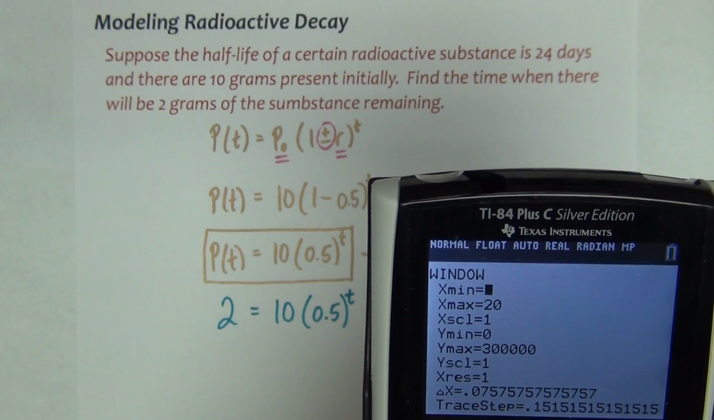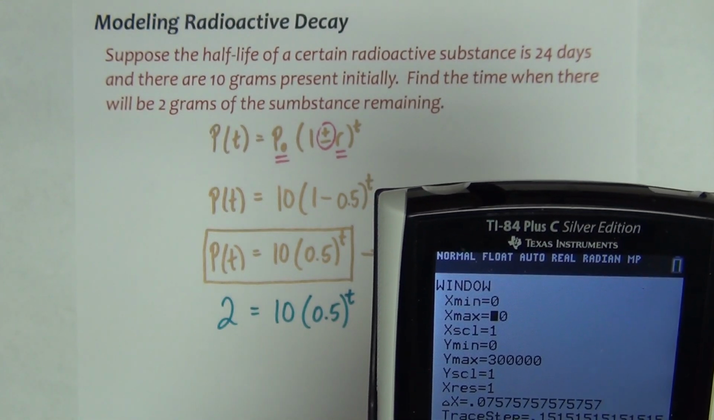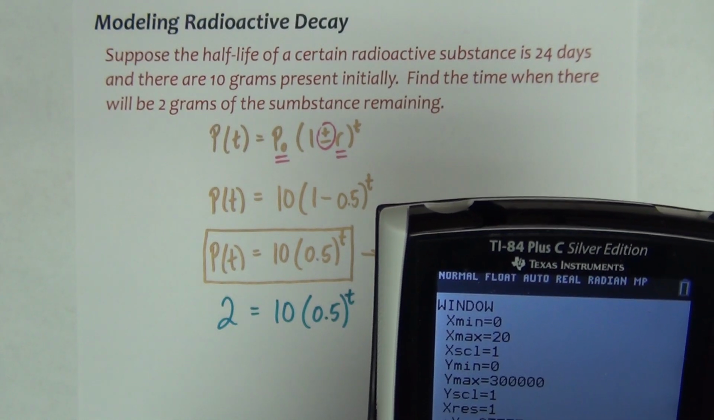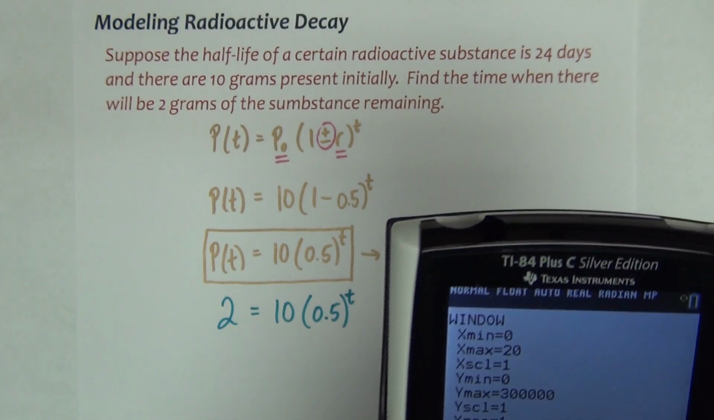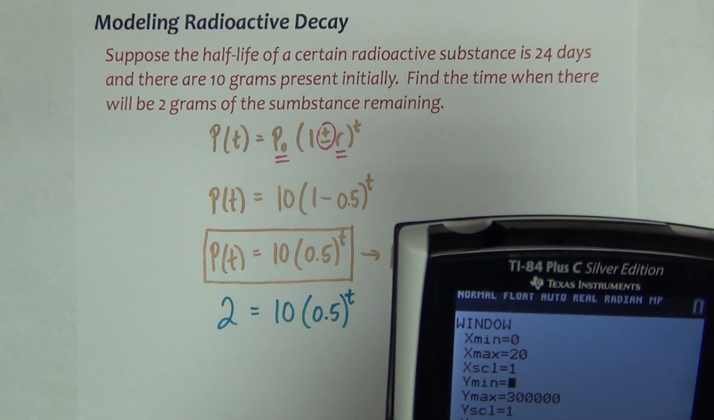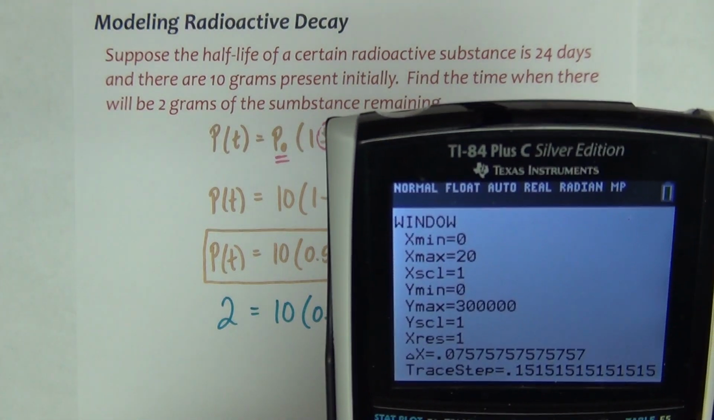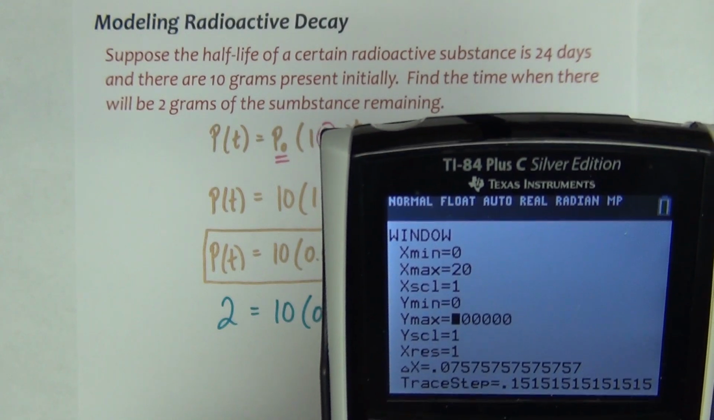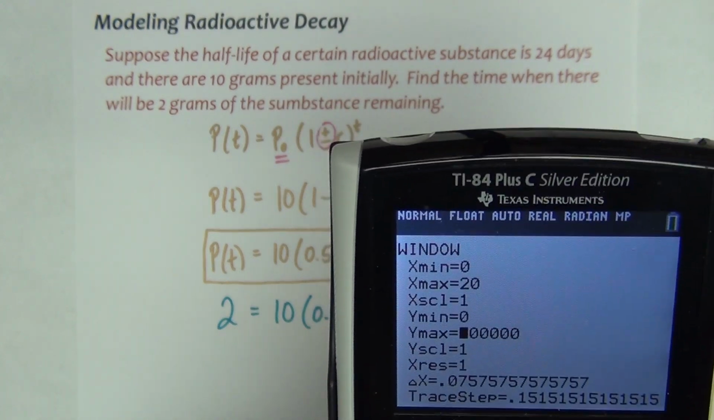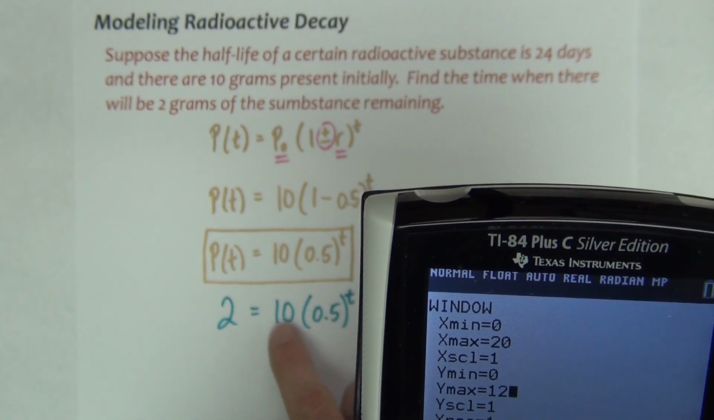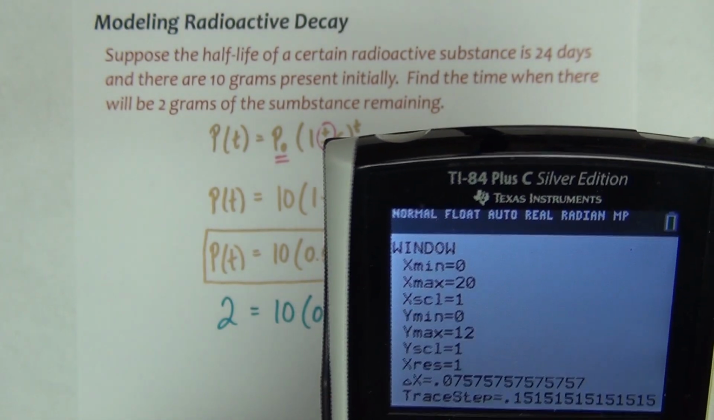I am going to adjust my window. X from 0 to 20. I don't really know what to pick here, so let's just leave it at 0 to 20 and we'll see if that's enough. For the y's, I'm going to say a y minimum of 0 because this amount is decaying. We're not going to have a negative amount. And for the y maximum, I'm just going to call it maybe 12, as I just want to go a little bit bigger than the 10 right here.